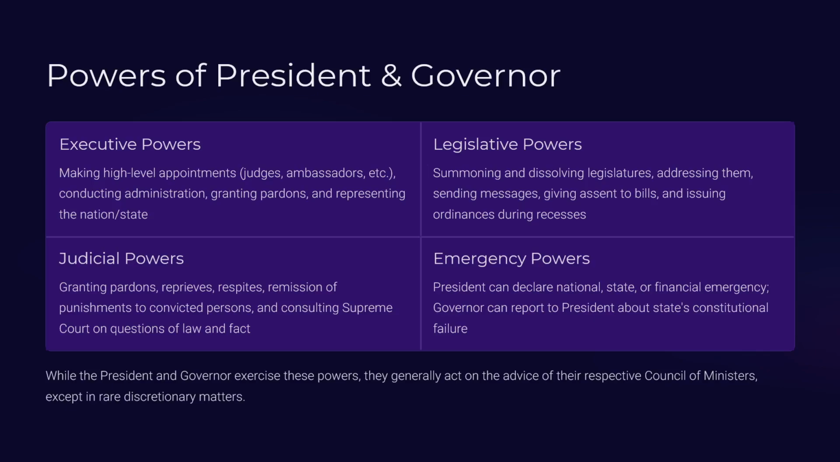Then the emergency powers: the President can declare a national, state or financial emergency. The Governor can report to the President about state constitutional failure. While the President and Governor exercise these powers, they generally act on the advice of the respective Council of Ministers, except in rare discretionary matters.